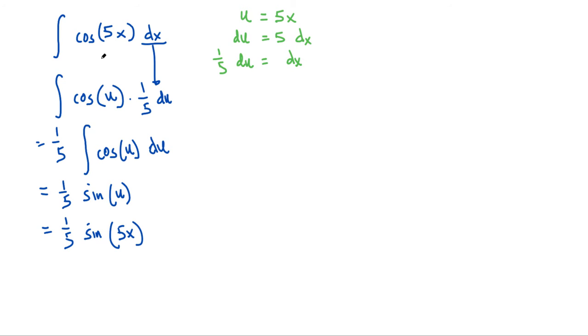Now you might be able to find this without using the substitution method. You might be able to look at cosine of 5x and kind of think backwards to figure out that this needs to be a constant of 1/5, but I think the substitution method does give you a little bit of an option in case you're not able to see that from the beginning.